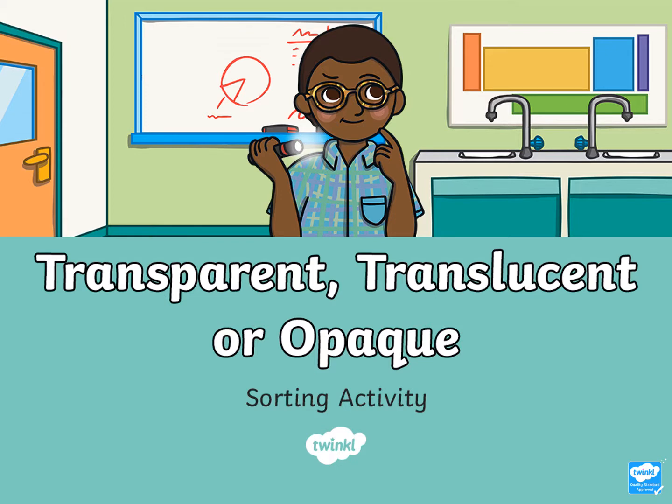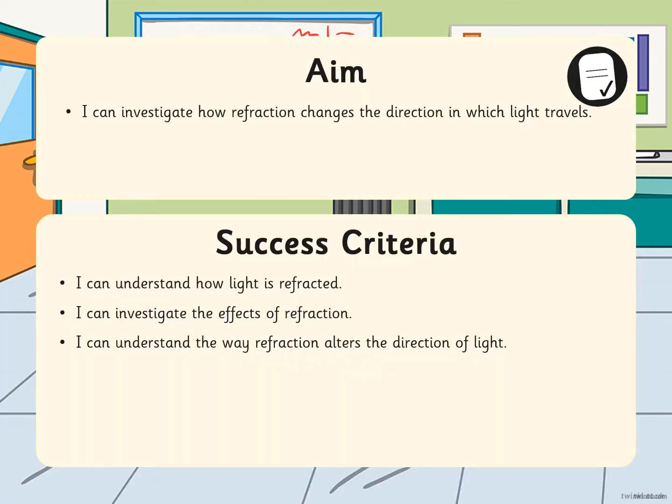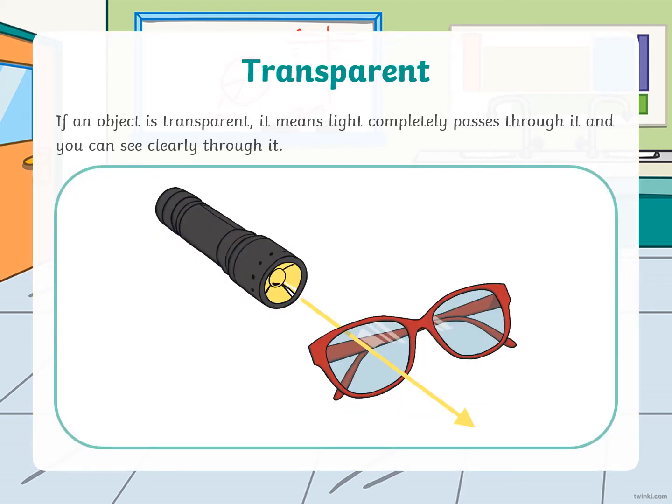Okay, so looking at transparent, translucent and opaque now, because we're looking at rays of light travelling through objects now. They travel at different speeds through different objects, and it depends on whether that object is transparent, translucent or opaque. So we're going to go through what those words mean now. So you're going to have to investigate how refraction changes the direction in which light travels. Okay, so it's the same success criteria. So transparent. If an object is transparent, it means light completely passes through it and you can see clearly. Thinking about your glasses, be no good if they weren't transparent because they're supposed to help you to see. Okay.